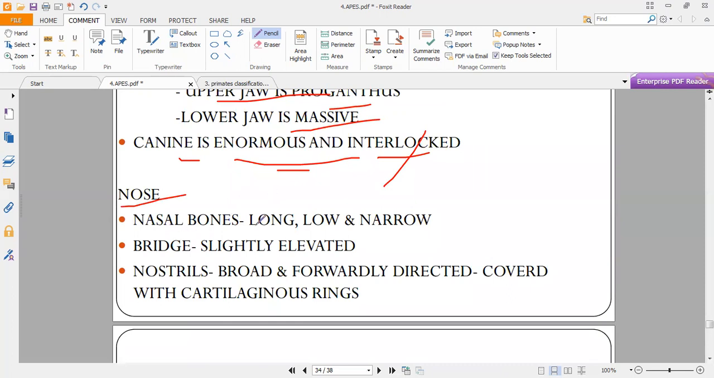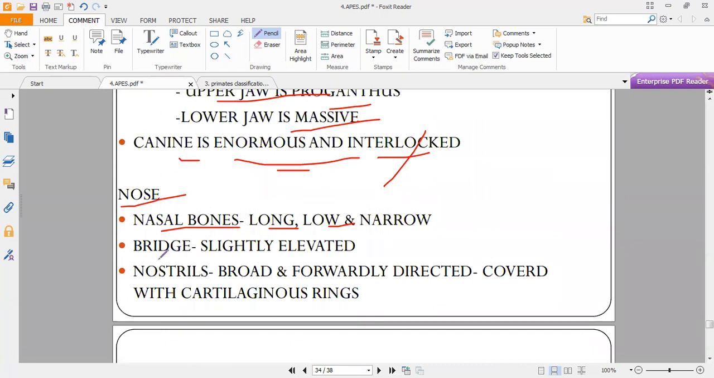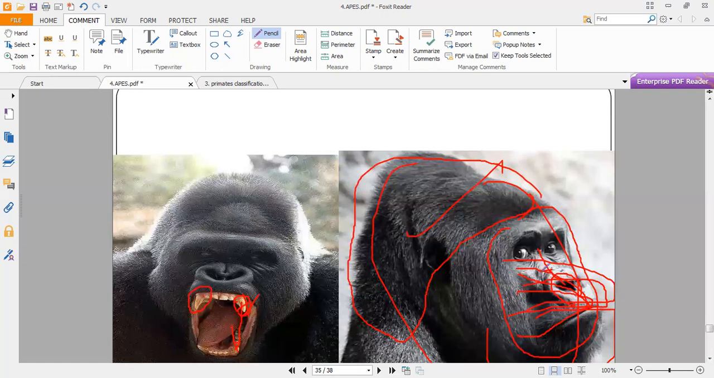If you talk about the nose, their nasal bones are long, low, and narrow. Compared to the face, this is not very big. That's why they say narrow. The bridge is slightly elevated. It is not highly elevated like ours, but slightly elevated compared to the other apes that we have talked about till now.